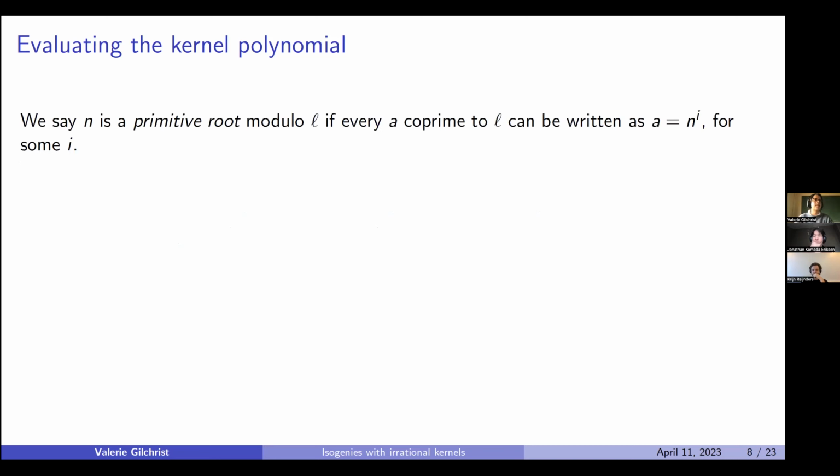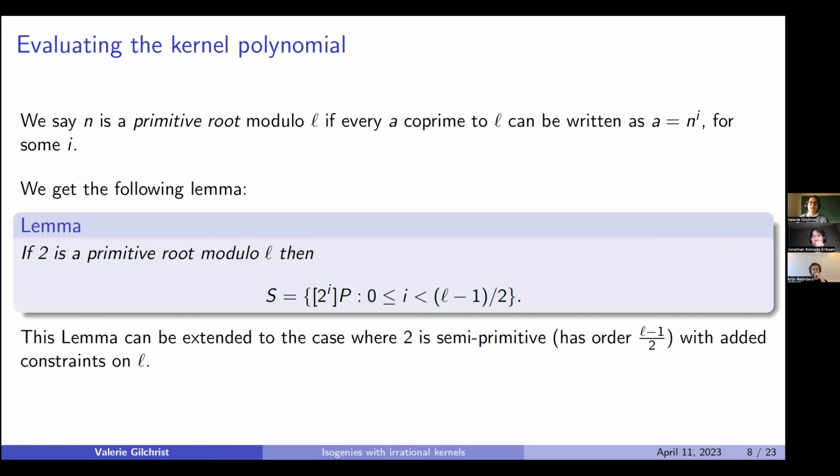Let's see. So first, to formalize, we're going to recall the definition of a primitive root. We say n is a primitive root modulo L if every a coprime to L can be written as a power of n. So in that previous example, we had that 2 is a primitive root modulo 13, which is why we were able to do that arrangement where we're doubling each time. So from this, we get this lemma that says, if 2 is a primitive root, then we can choose our set S to be these doubles all the way through.